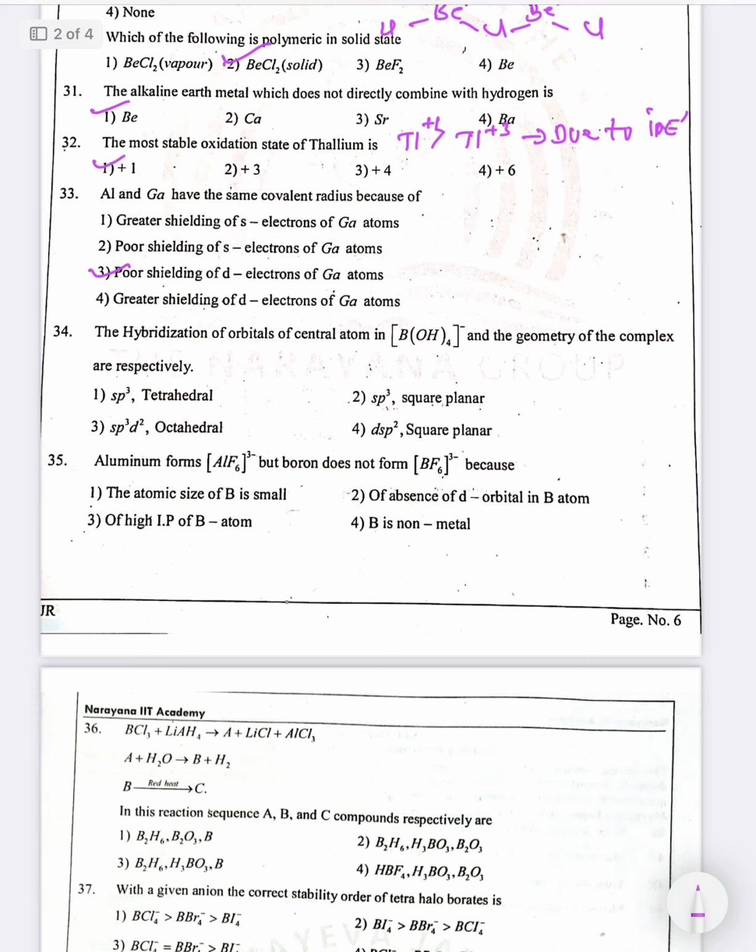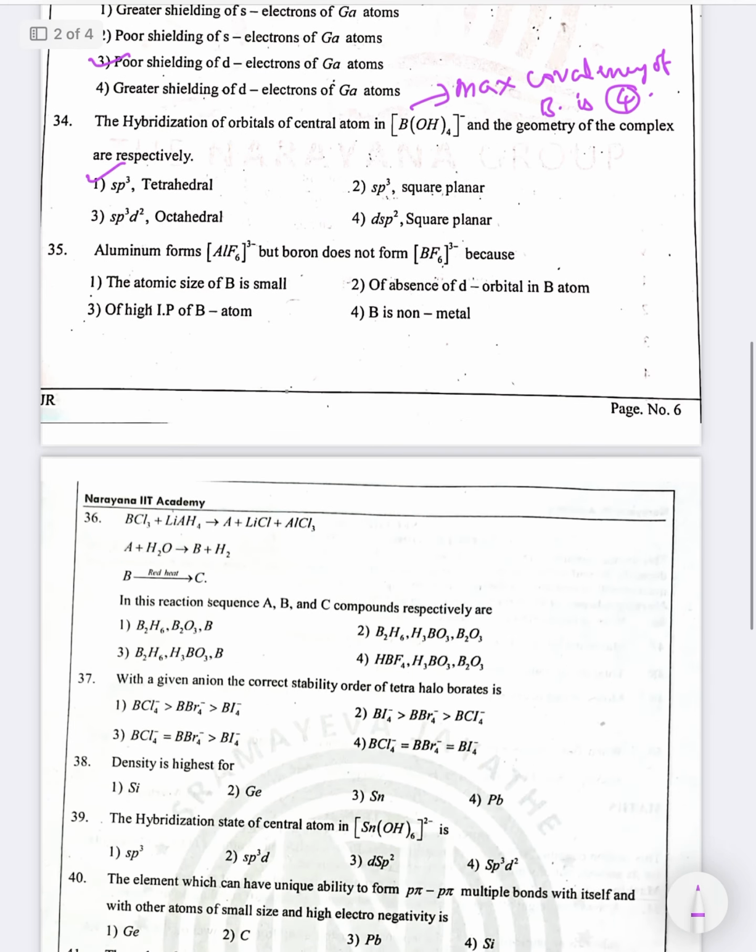Next, the hybridization of orbitals of central atom in B(OH)4 to the power minus and the geometry of the complex are respectively. So boron has 4 OH groups, that means it is surrounded by 4 OH groups. Maximum valency, that is covalency of boron is 4, right? That's why it can react with 4 OH groups and the hybridization becomes sp3. When hybridization is sp3, shape of the molecule is tetrahedral. So first option is correct.